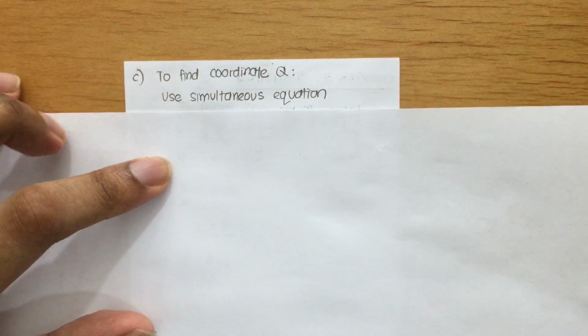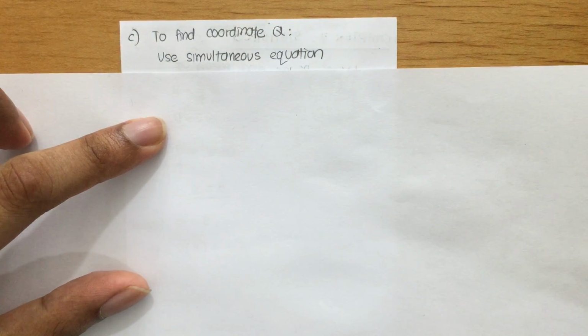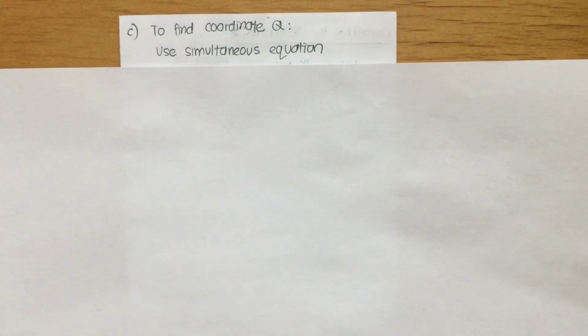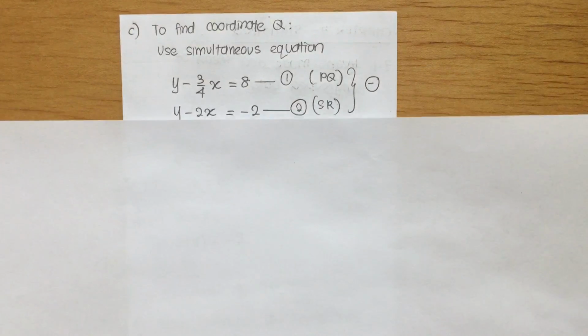To find the coordinate Q, we're going to use simultaneous equations. Why simultaneous equations? I'll explain to you. If you notice in the question, Q is actually the intersection of two straight lines. Alright guys, that's why we are using simultaneous equations to find our coordinate Q. So what are the straight line equations? Let me tell you now.